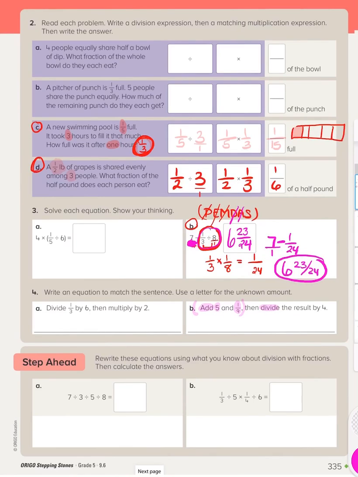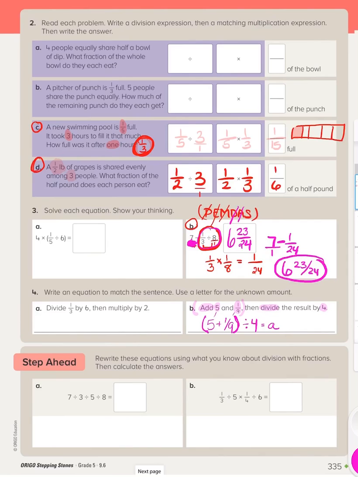Then, divide the result by 4. So here I have my problem. I know it is add 5 and 1/9 because that's what it says, 5, 1/9, and add. And I know I want to do that first. So whenever you want to do something first, you put parentheses. It says then divide the result by 4. Divide it by 4, and then my answer is just going to be right. Okay, I think you guys can do 4A.